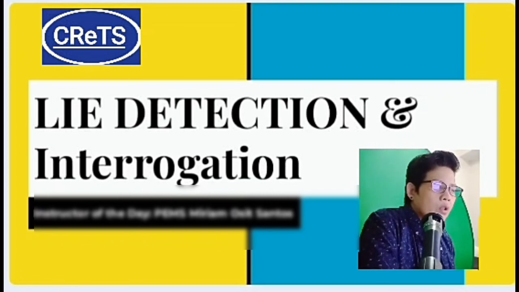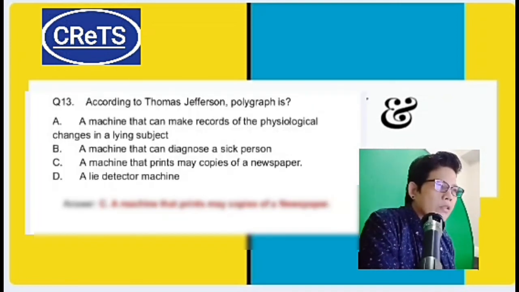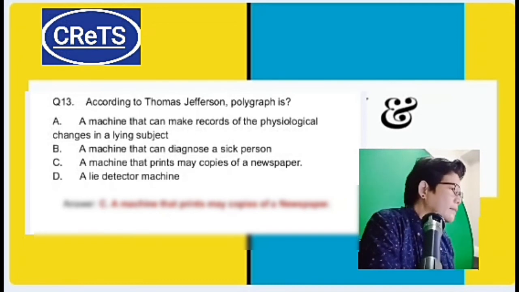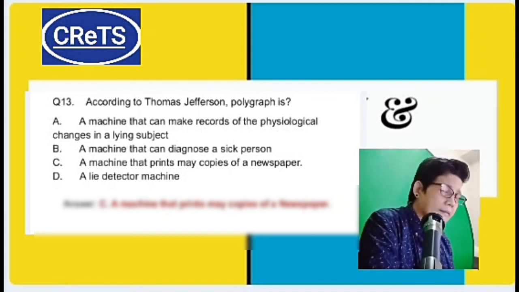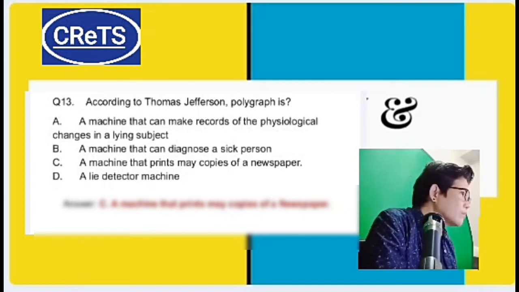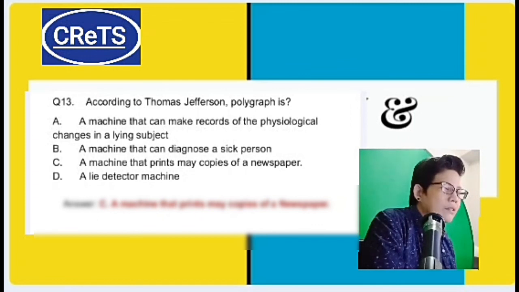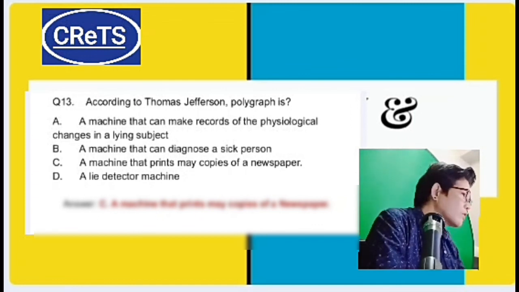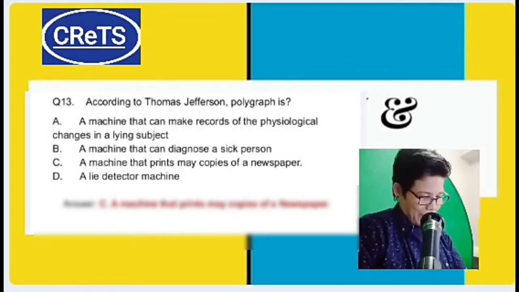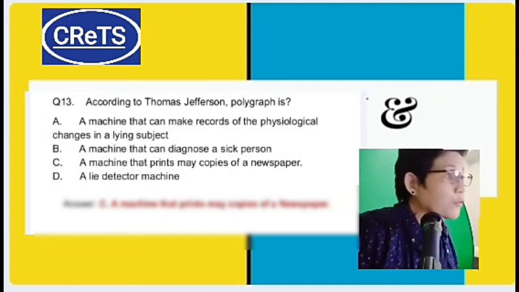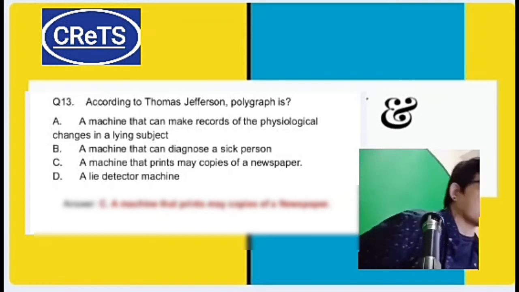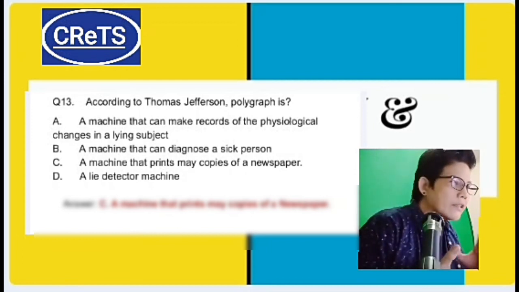Now, let's go to question 13. According to Thomas Jefferson, polygraph is what? Answer. Final answer lagi tayo, ha? O, answer na, class. Ano dyan? Delta, ma'am. Who answers that? May I know your name? Delta. Okay, any more answer? Okay, class. Alpha, ma'am. Okay, Alpha. We will make a final answer for this. Tatandaan, ha? Kung ano yung sasabihin, yun na. Okay, some of you answer Delta.